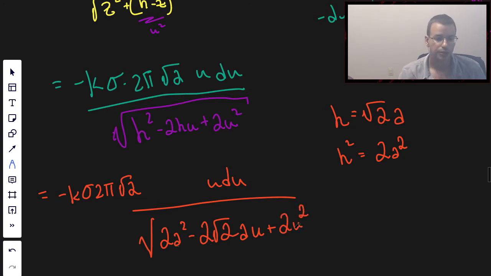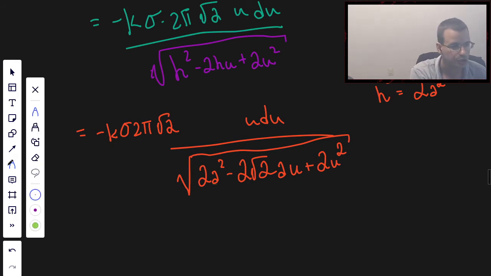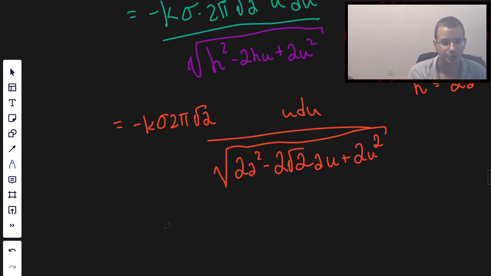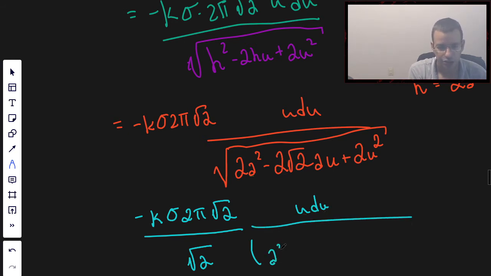All right, so now you can see each of these has a 2 involved. And what we're going to do is we're going to factor out the 2. So to factor out the 2 from under the square root, it's going to have to be square rooted. So this is going to become negative k sigma 2 pi square root of 2 all over square root of 2 times the quantity u du over a squared minus, I'll say plus u squared. I know it doesn't help that my a's also look like 2.